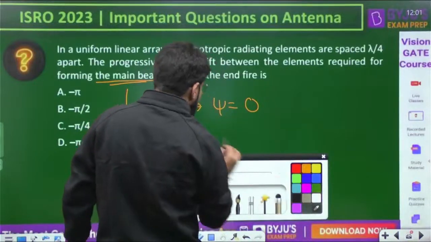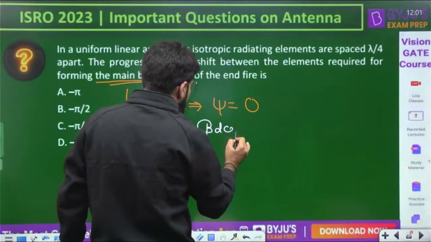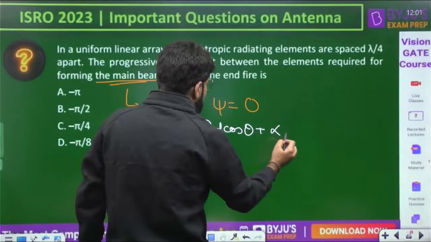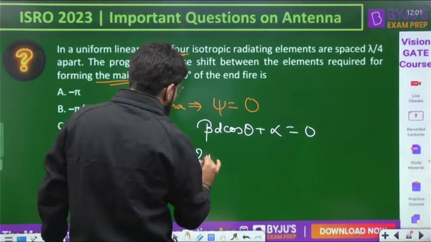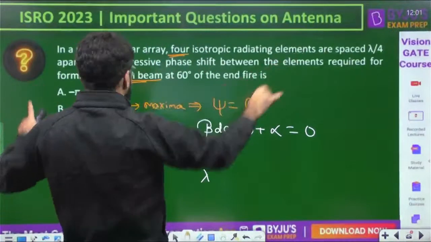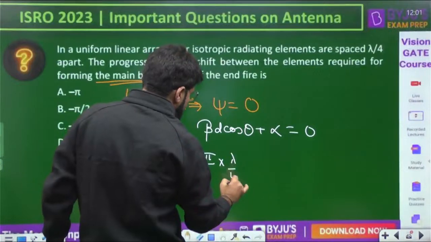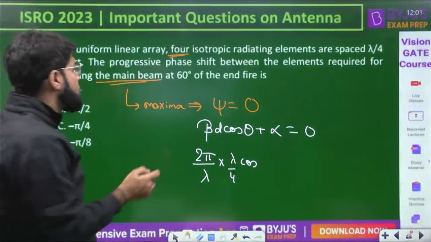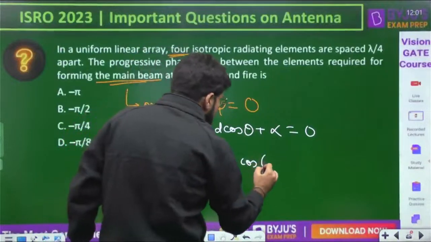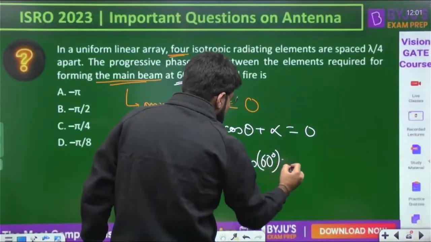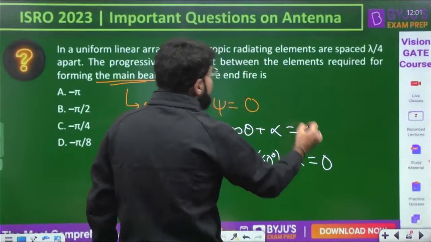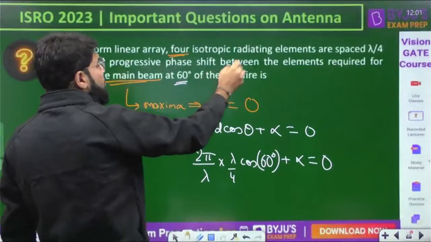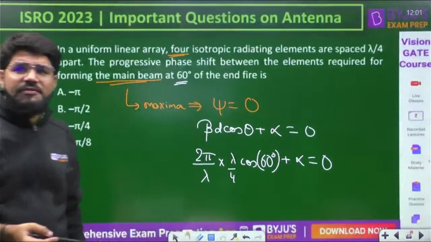And what is xi? Again, let's take it as beta d cos theta plus alpha equal to 0, where beta is 2 pi by lambda, because d is again given in the form of lambda, into cos theta. Now theta is the direction in which you want the maximum radiation. So where do you want the maximum radiation? 60 degrees. So that is the theta. Plus alpha. That is what is asked in the question: what is the progressive phase shift between the elements? That is the alpha, as I told you.